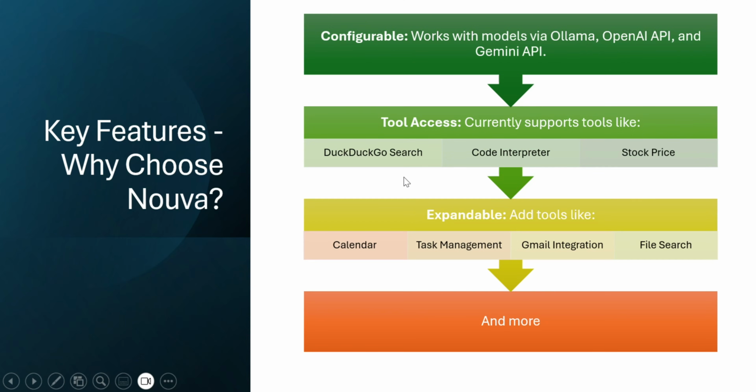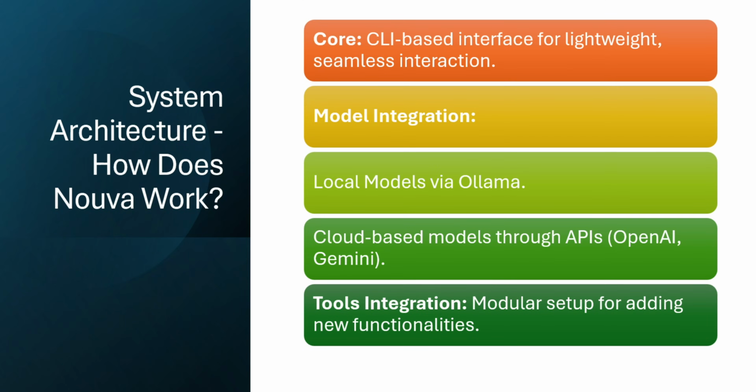For tool access, it has access to DuckDuckGo search, code interpreter, Python code execution, and stock price, and we can expand it to calendar and task management, Gmail integration and file search, and so on. So as you see, it's a local AI assistant. It will work on our local laptop. My aim is to expand it with more agents and tools which a normal person needs in daily life, like task management and Gmail and notes management sort of thing.